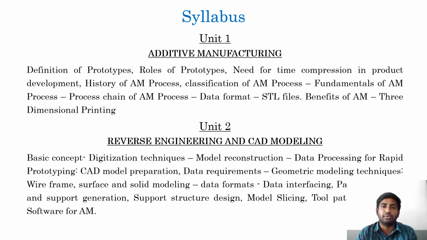After that we move on to data formats. The data formats that are recognized by the machine are called data formats. The STL format is the most commonly used data format in the AM process. After that we move on to the benefits of the AM process: the applications, advantages and disadvantages. After that, three-dimensional printing. We will see a little introduction about three-dimensional printing in unit 2.